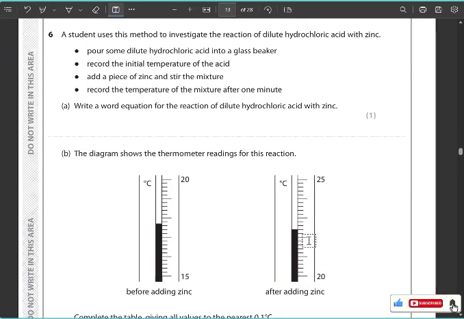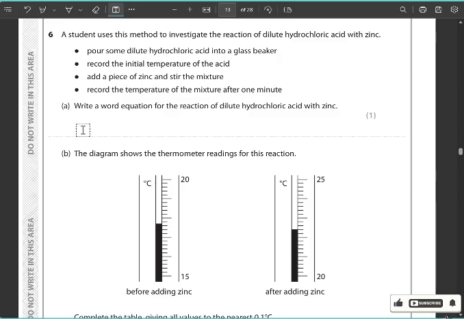Next one, the sixth question. A student used this method to investigate the reaction of dilute hydrochloric acid with zinc. Pour some dilute hydrochloric acid into a glass beaker. Record the initial temperature of the acid. Add a piece of zinc and stir the mixture. Record the temperature of the mixture after 1 minute. Write a word equation for the reaction of dilute hydrochloric acid with zinc.